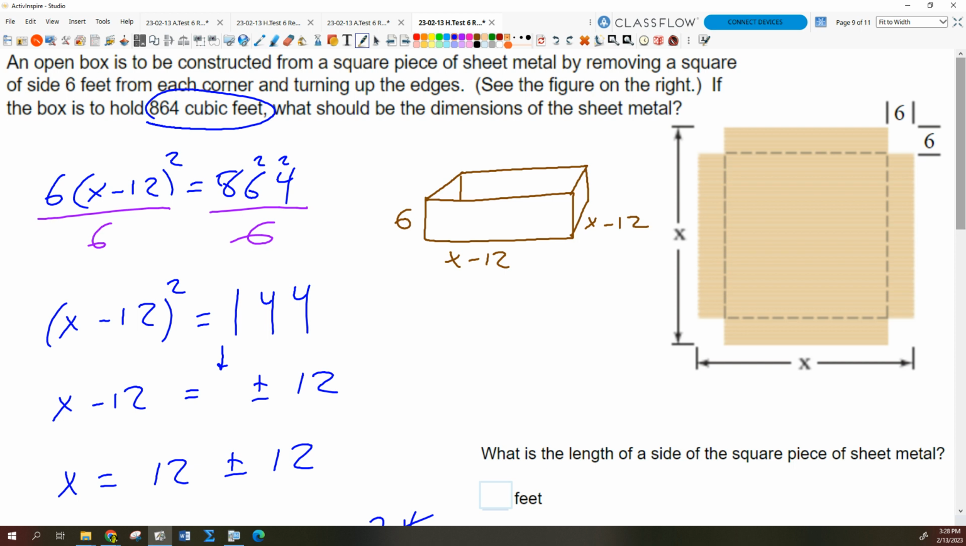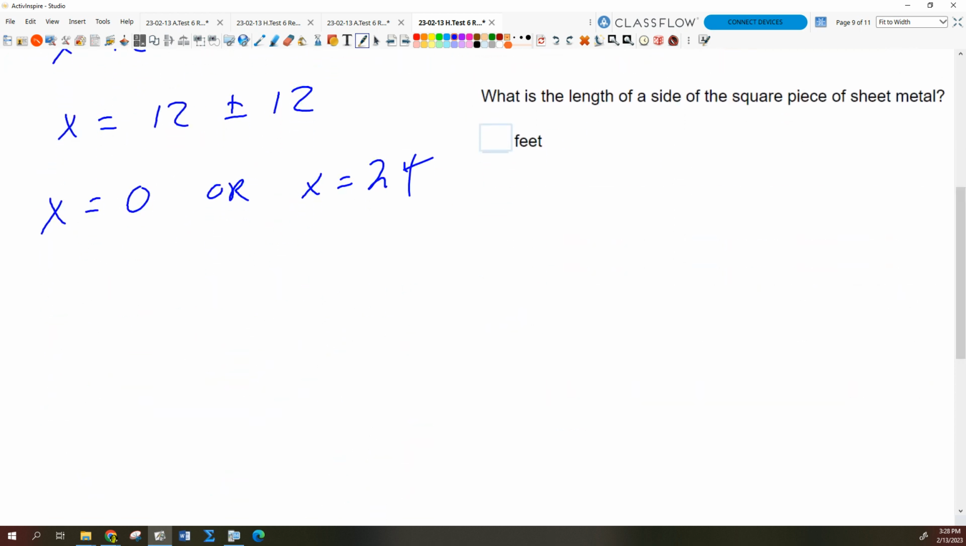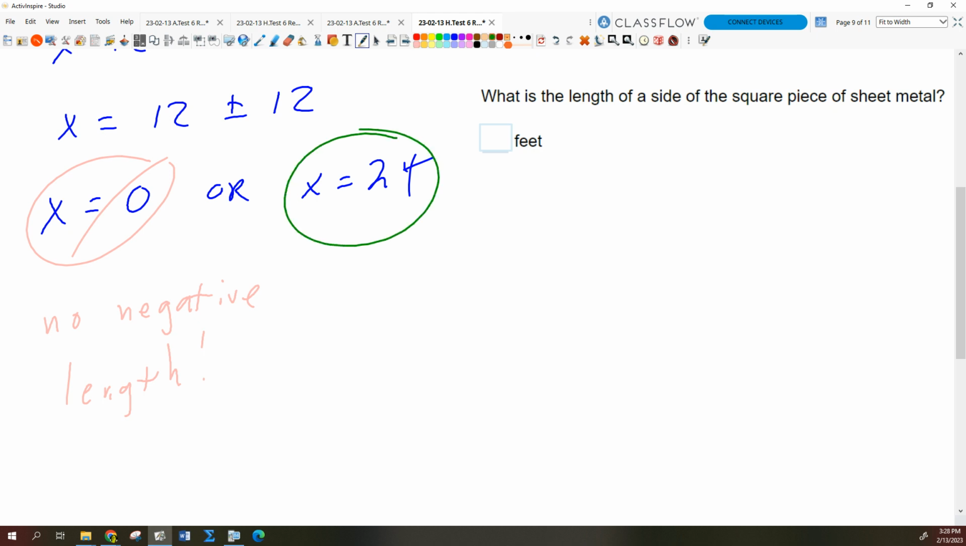Yeah, that'd give you negative. If I pick 0 for X, I'm going to get a 6 by negative 12 by negative 12. Can't have a side length be negative, can it? Right? So we're going to discard the 0. That one makes no sense, and the reason for that is no negative length. So our valid solution is going to be 24, right?